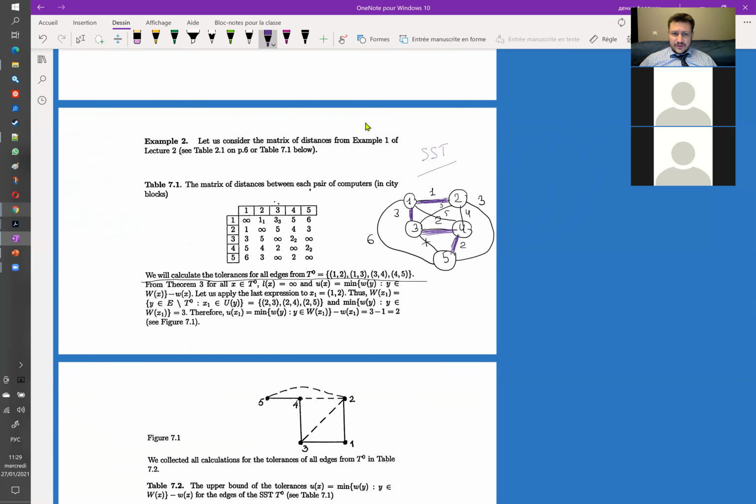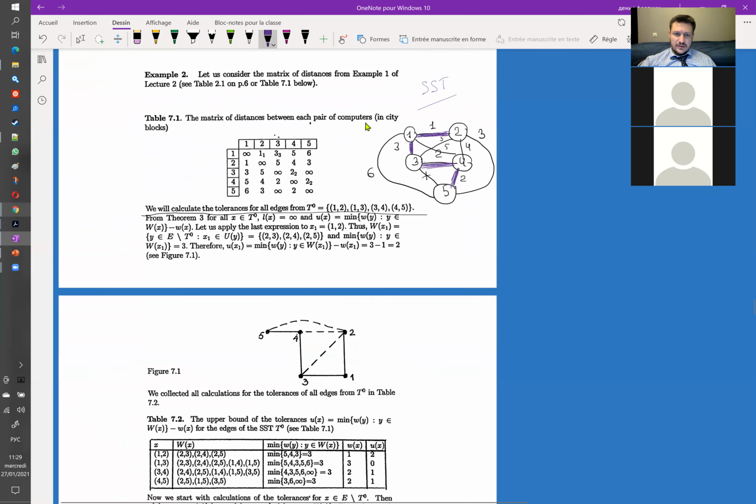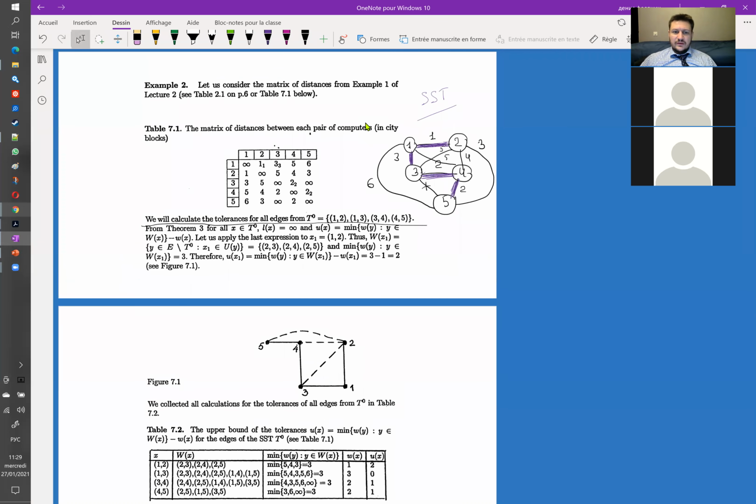Then we have a theorem here. We apply the expression, and as you can see, there is 5, 4, 5, 4. This is the same picture as there. But we check from 5 to 2 and from 3 to 2.